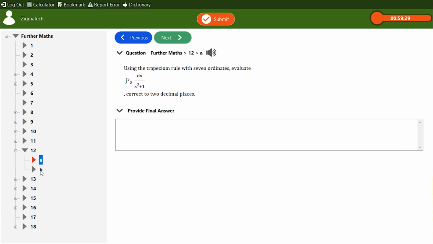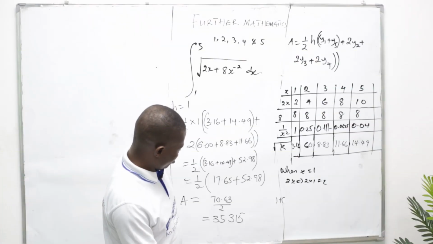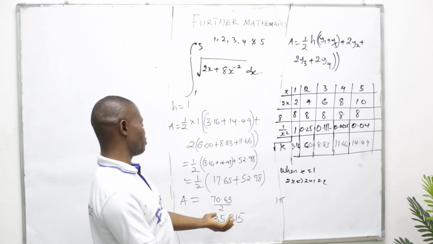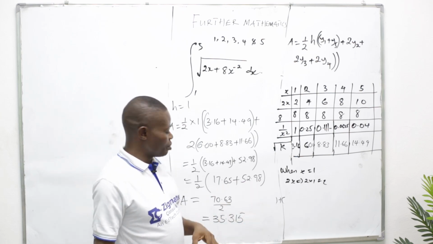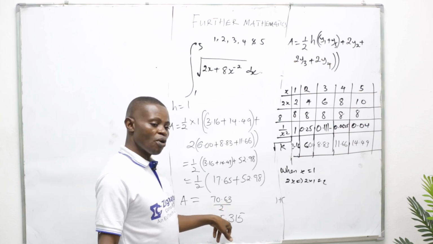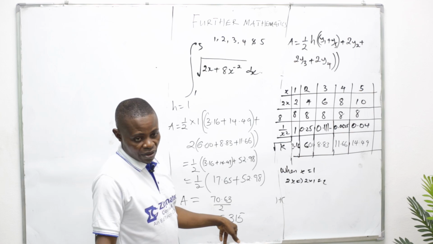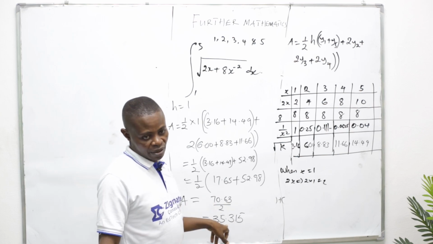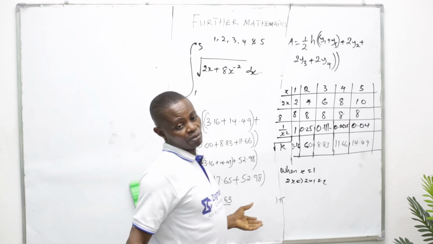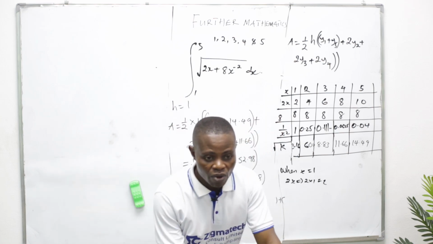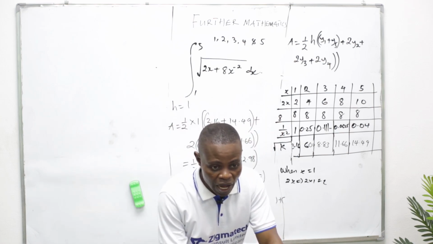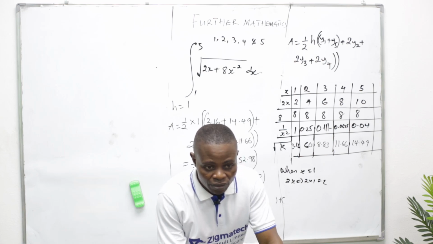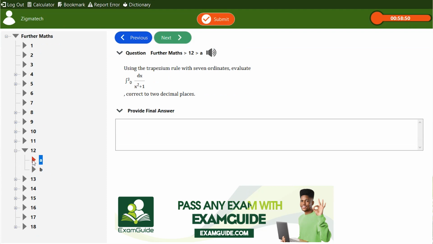Let's see what we have to find. Evaluate this correct to 2 decimal places. If I do this to 2 decimal places, remember the difference between 2 decimal places and significant figures. Immediately after the point, you start to count in decimal places. That's 1, 2, meaning 35.33. Assuming it is 2 decimal places. Let's look at this one here. We'll have on our Examguide seven ordinates.